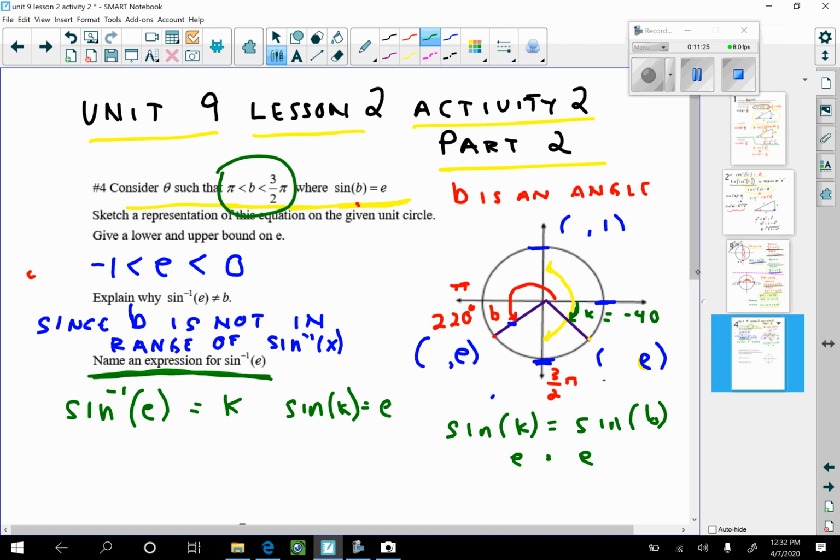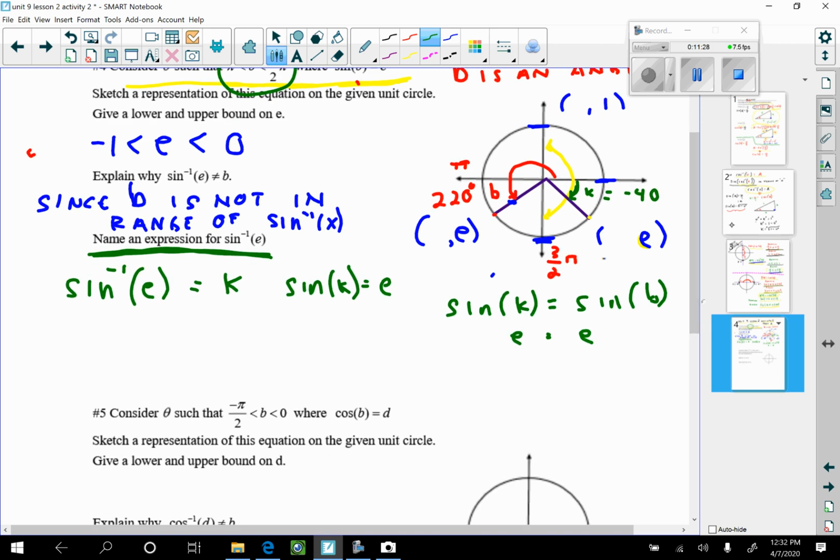This is just one way to do this problem. So how do I get K, this negative 40, in terms of 220? True or false? Isn't 180 minus 220 equal to negative 40? It is indeed. Another way to think about that, if I had this 180 degrees right here, and I subtracted from 180 this whole angle, 220, where would I get? You bet. I would get this negative 40 right here.